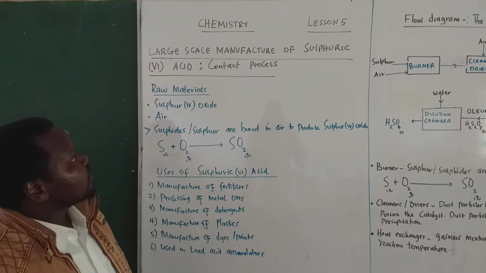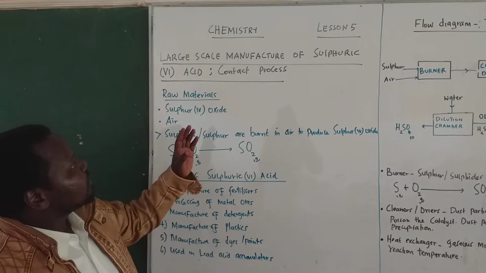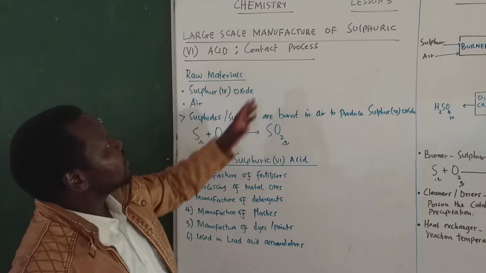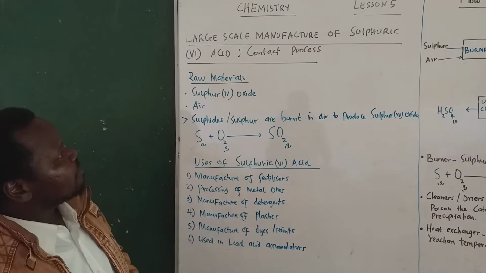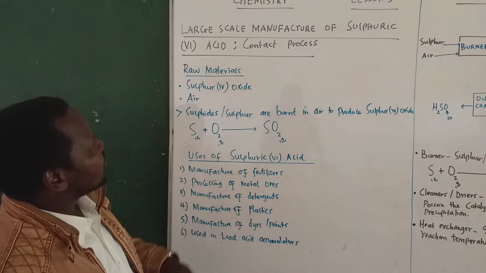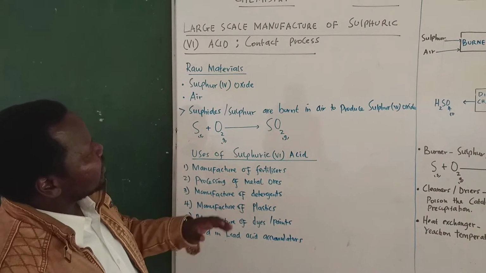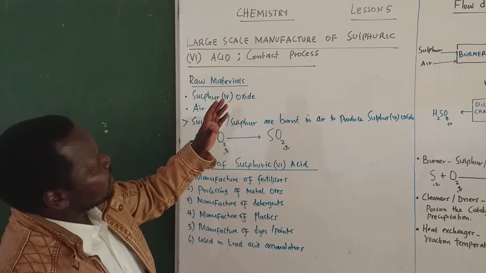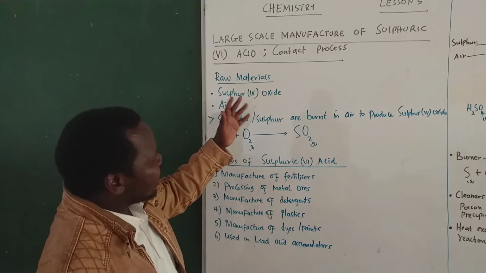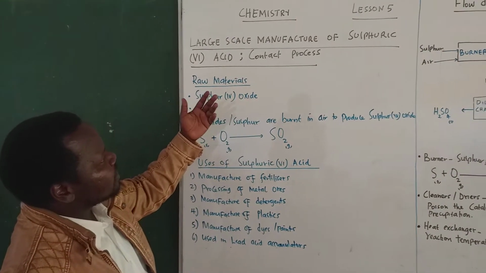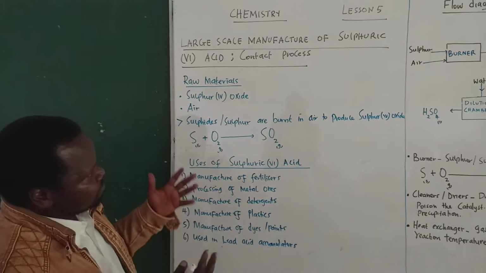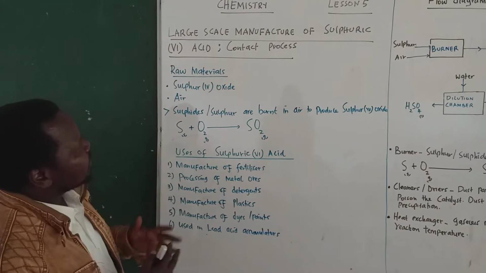In our discussion during this lesson, we shall be looking at the contact process, which is the large-scale manufacture of sulfuric acid. Why do we require this sulfuric acid on a large scale? What is the importance of this compound in human life and also in industry?